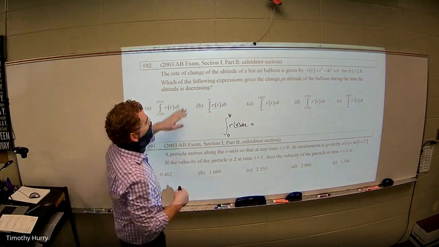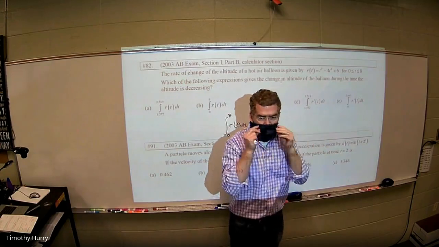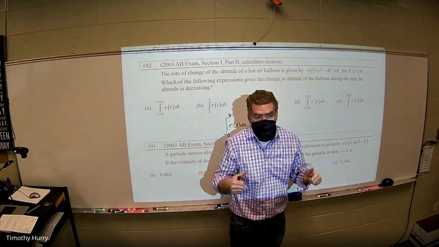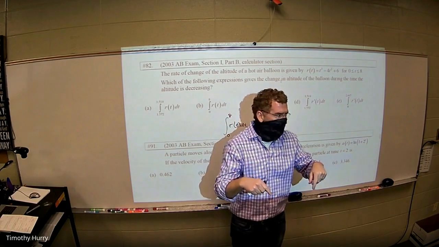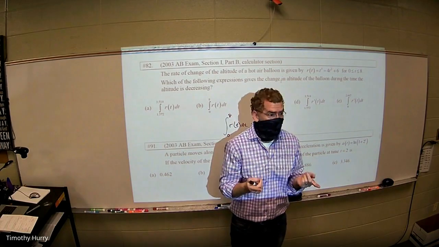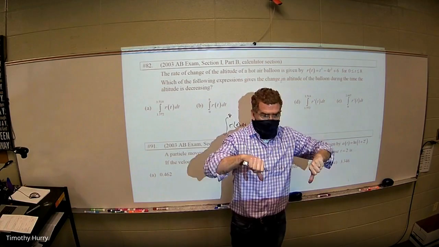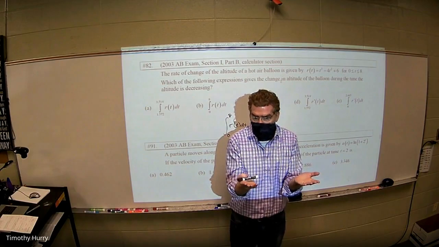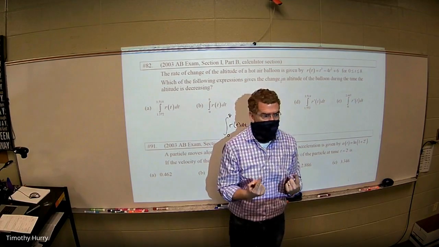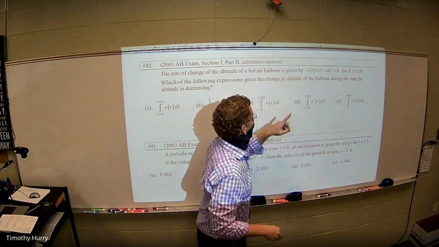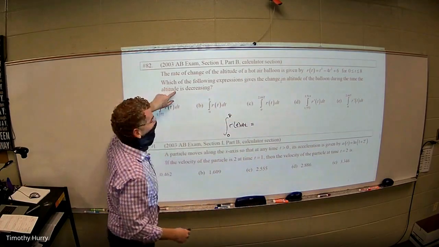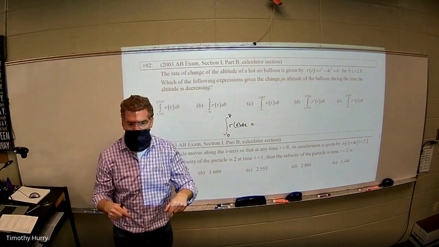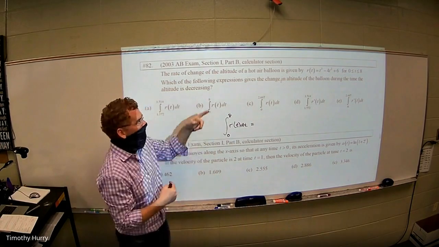Think about it. This is a rate at which it's changing, right? If the rate's positive, then what's it doing? Getting bigger. If the rate's negative, think about velocity. The velocity is positive. The velocity is negative. Rate of change in the altitude essentially is a velocity, right? So if the rate's positive, it's getting bigger. If the rate's negative, it's getting smaller. They want to know during the time when the altitude is decreasing. If the altitude's decreasing, my rate was negative. So how do I find out where that rate is negative?